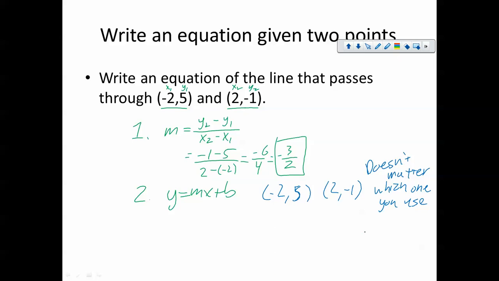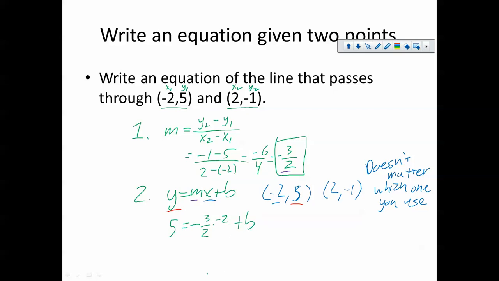And so I'm going to plug that in, right? Here's my x. Plug it in for the x. Here's my y. I'm going to plug it in for the y. And here's my m. So I'm going to plug it in for the m. Just like we did on the previous problem. So this is 5 equals negative 3/2 times negative 2 plus b.